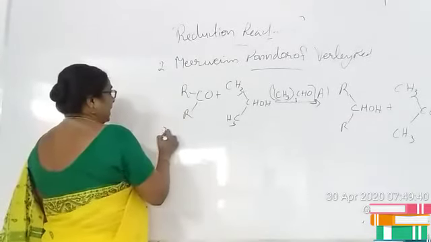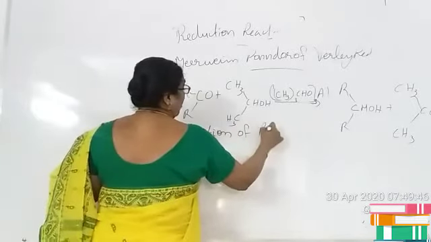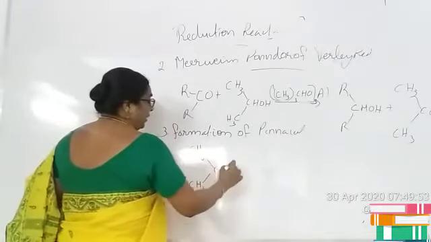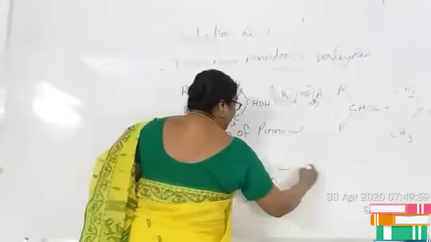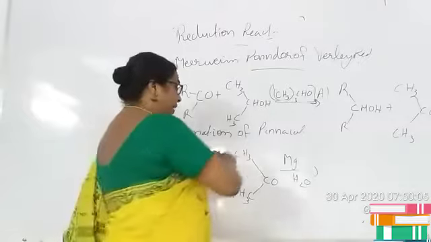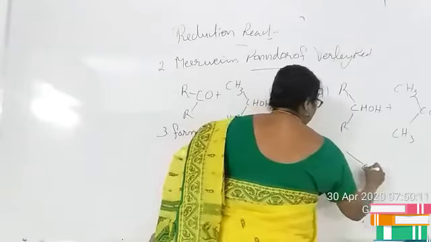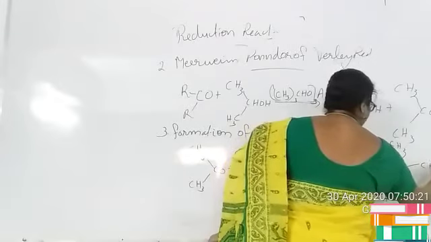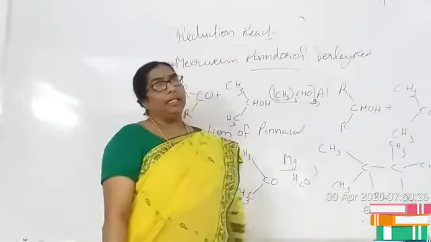Okay, next one we can consider is formation of pinacol. In this case, if you consider ketones, two molecules of ketone undergo reduction in presence of magnesium followed by reaction with water. When it reacts with magnesium, you will get an addition product. When it then reacts with water, you will get pinacol as the product. Is it clear, children? Here we can say that when a ketone reacts with magnesium and water, it results in the formation of pinacol as the product.